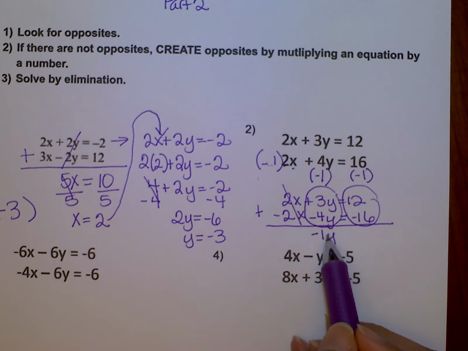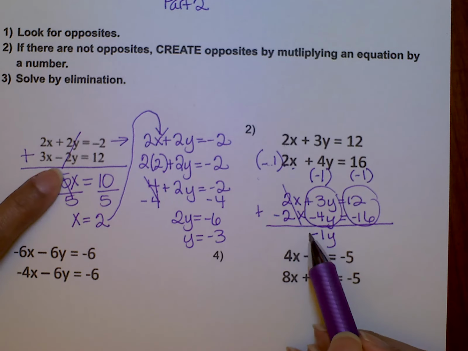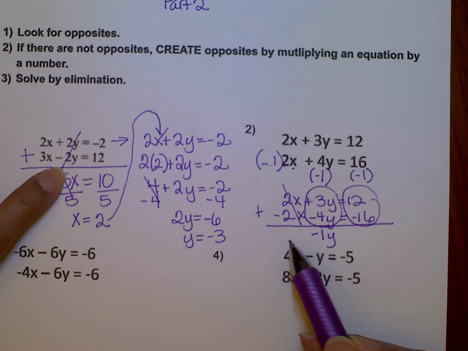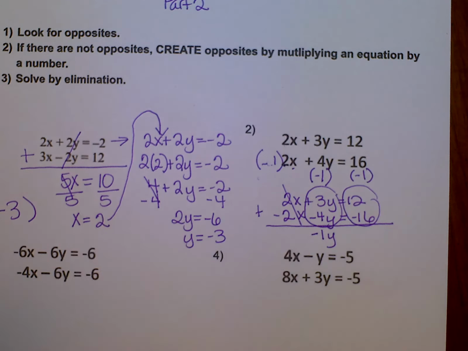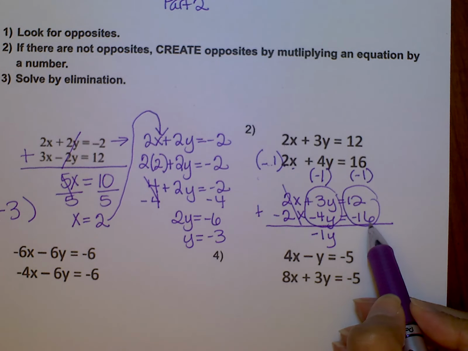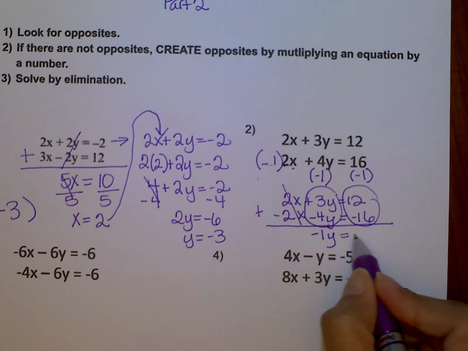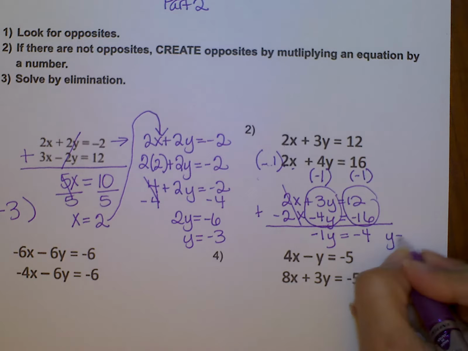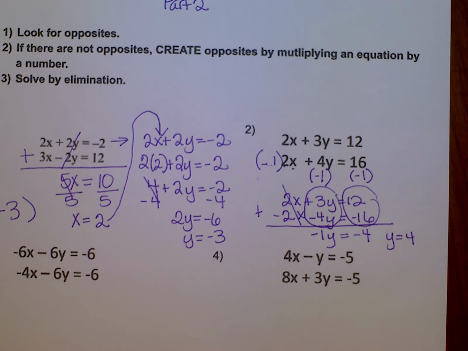So notice how on this one, we canceled out our x's, but on this one, we canceled out our y's. So it doesn't matter which one you do first. It doesn't matter if you cancel out the x's first or the y's on another one. It doesn't matter at all. So 12 and negative 16 added up will give you a negative 4. So y equals positive 4.